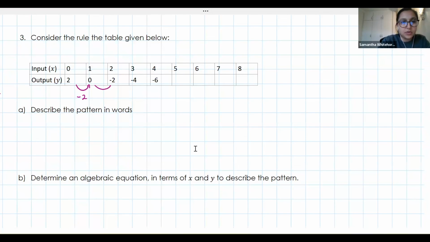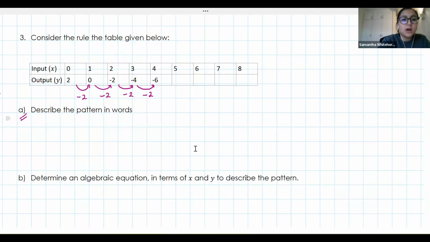How do I get from 0 to -2? I subtract 2. And hopefully what we're going to start to see is that this pattern remains the same. So -2 to -4, well, I subtracted another 2. And so luckily what we're seeing is that our pattern is remaining constant and we are subtracting 2.